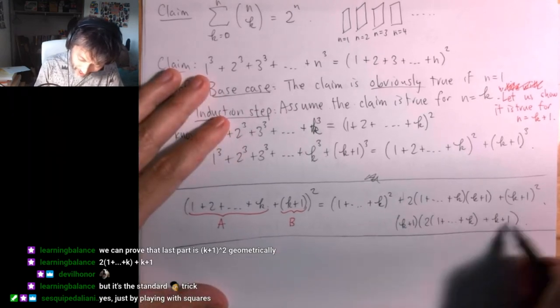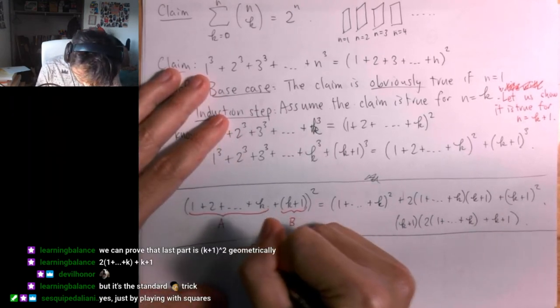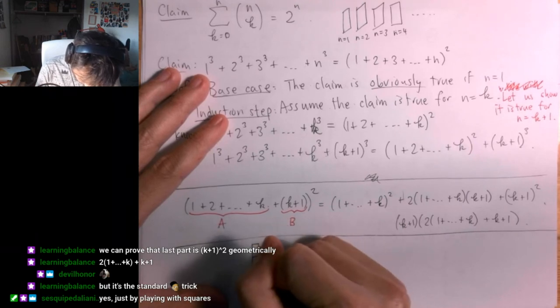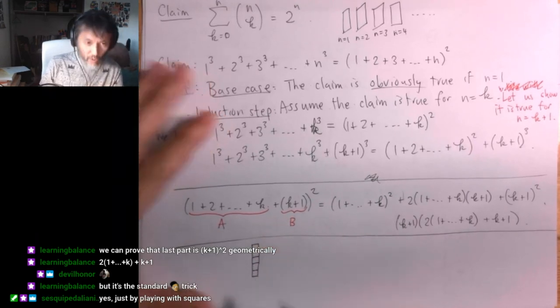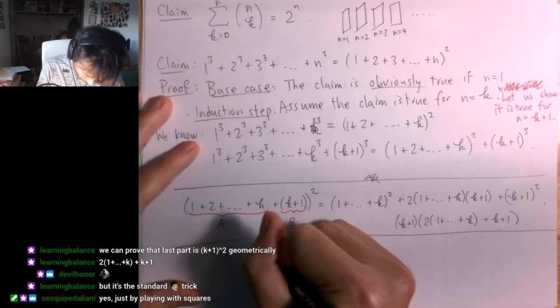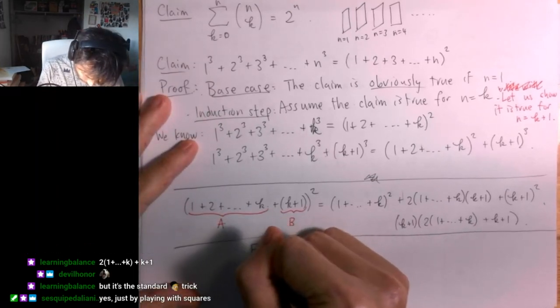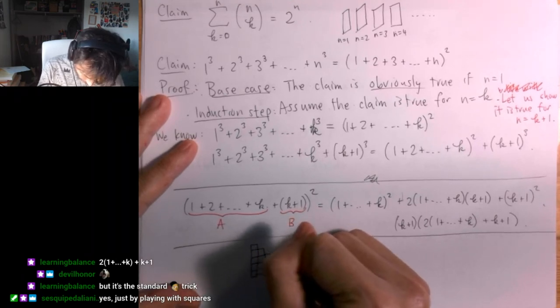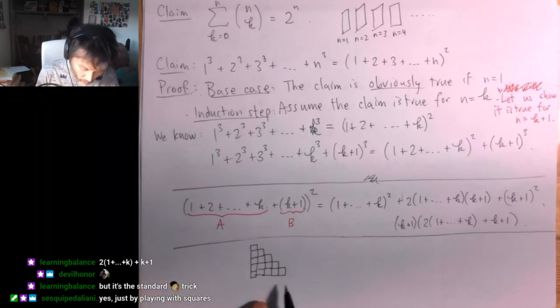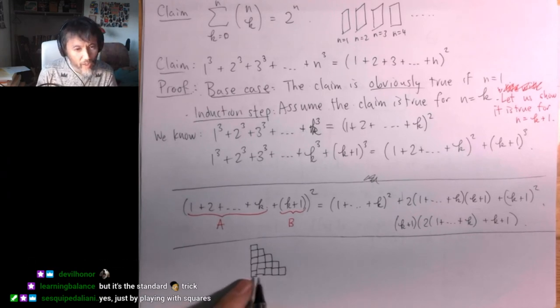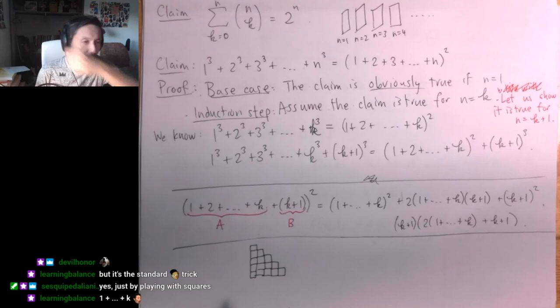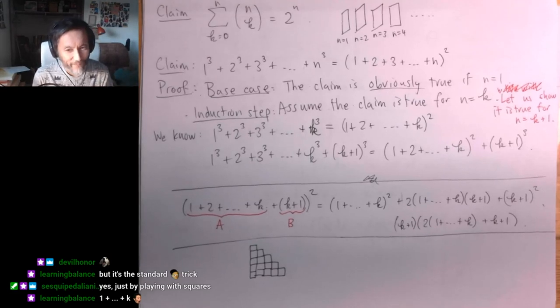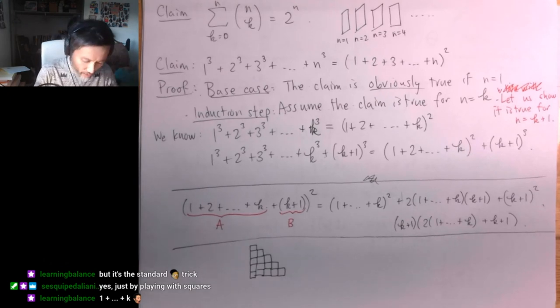All right, let's think about this now, shall we? So we have 1, 2, 3, 4, k. You see, that's k squares there. And then I'm going to take another copy. How many squares do we have here? We have 1 plus 2 plus 3 plus 4 plus, plus k. So the number of squares here is the sum from 1 to k. Yeah? Now we're going to do that again.